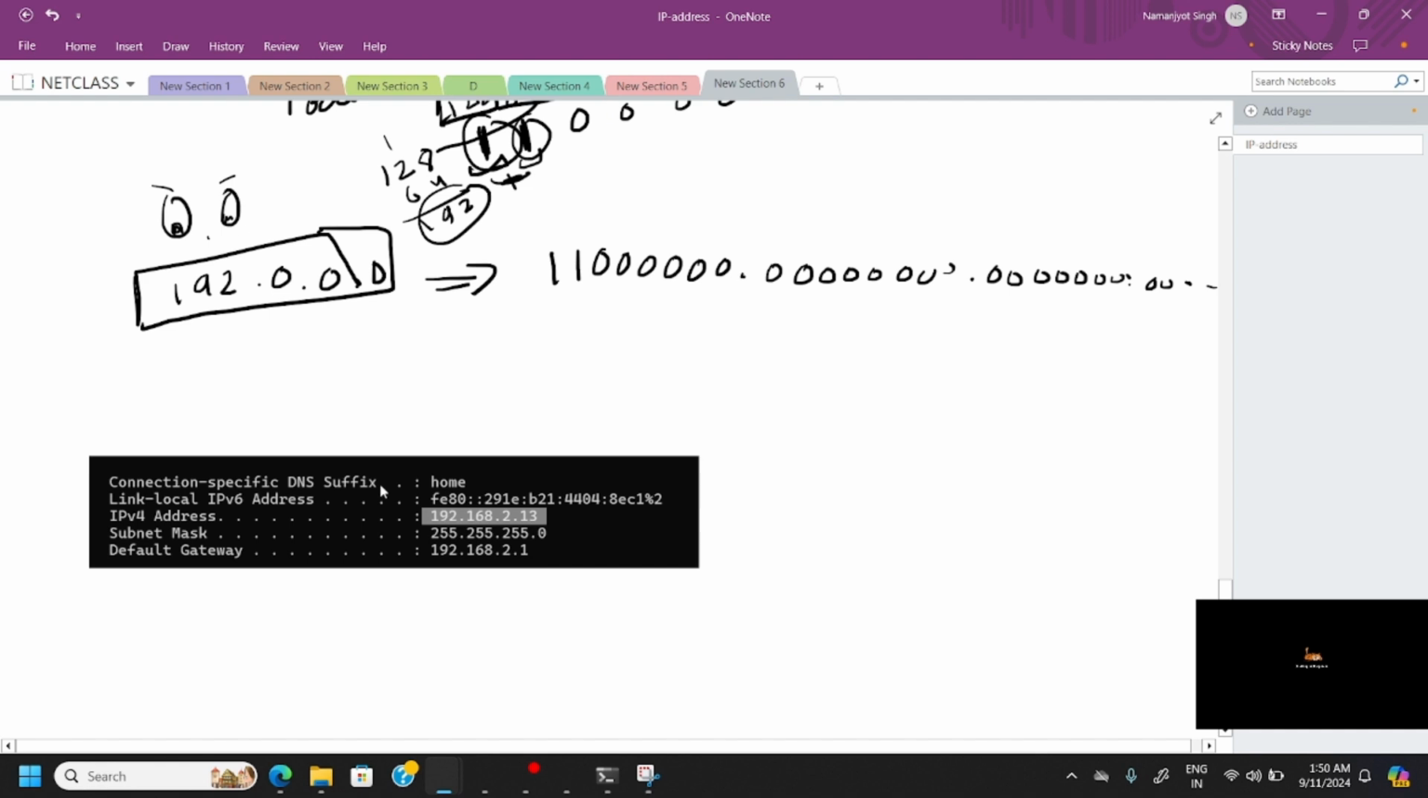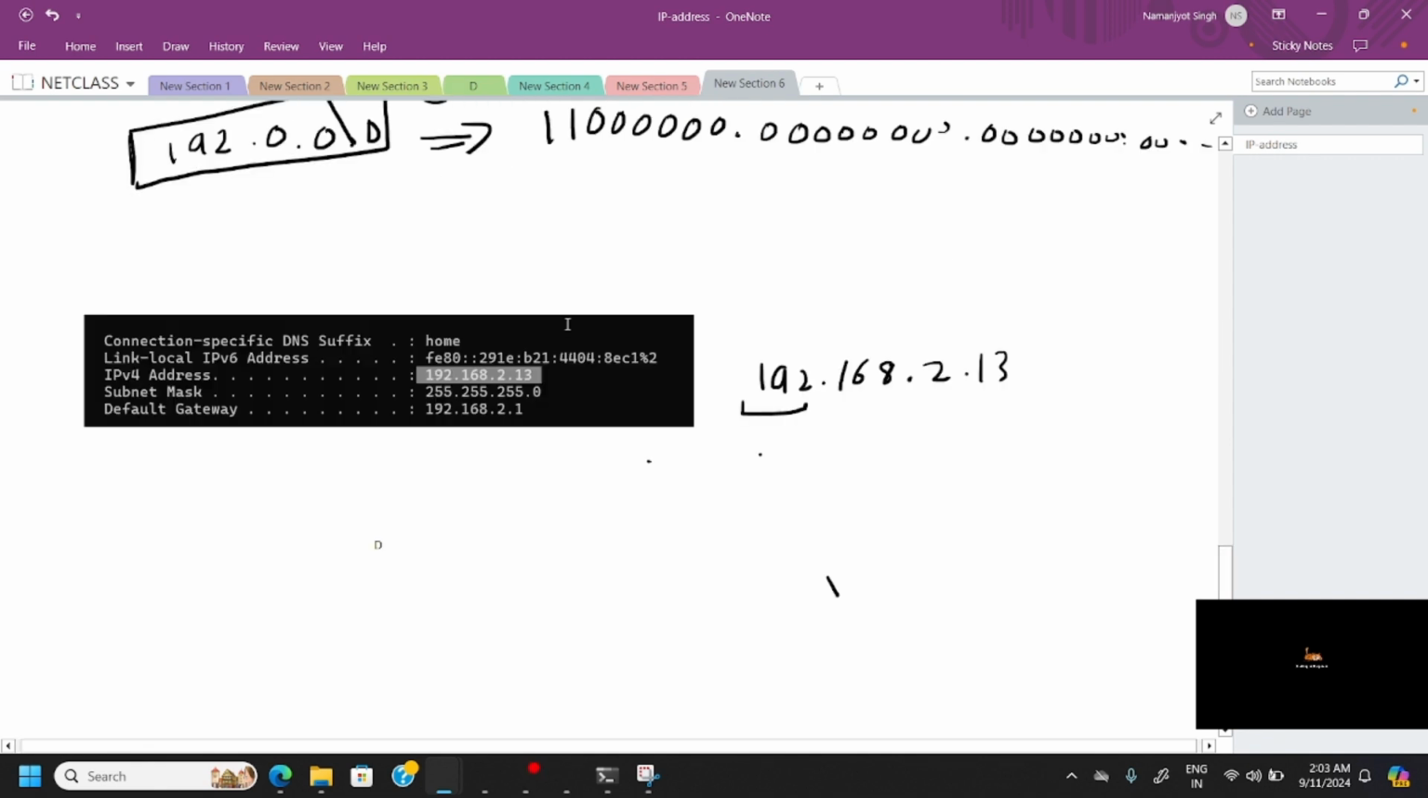Let's take it again. If we take this IP address, yeah, so I'm back. So let's take the example of this IP address, 192.168.2.13. Let's convert this IP address into the binary form, into bits and bytes. Let's take the 192 first.